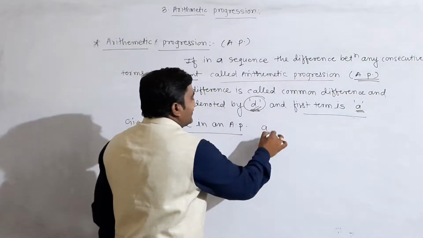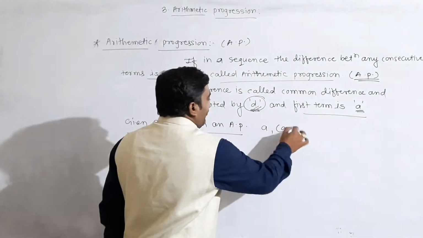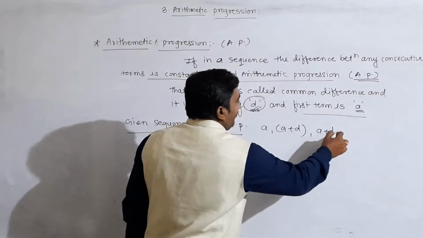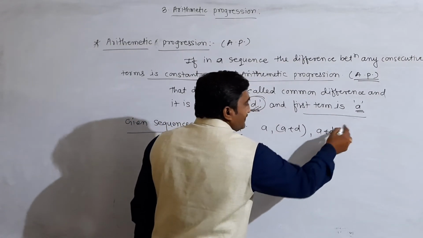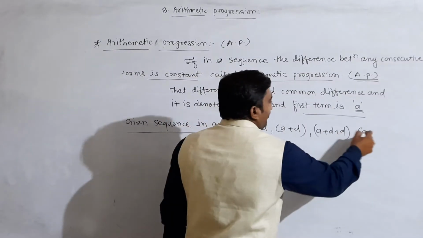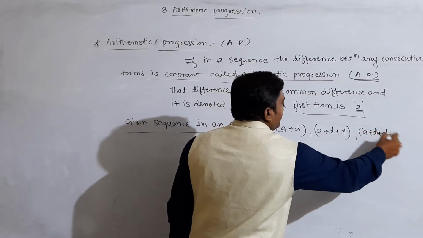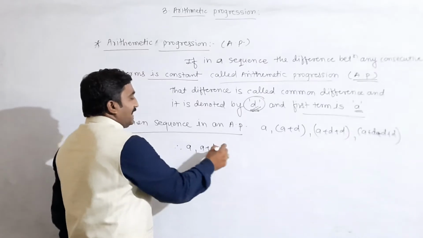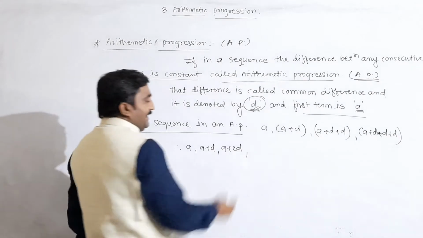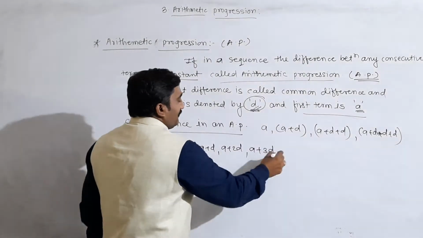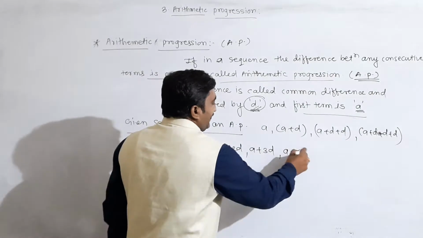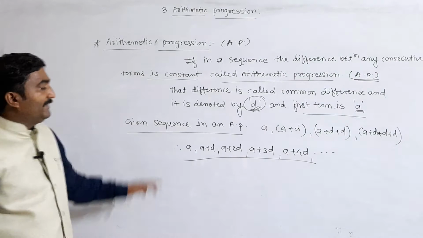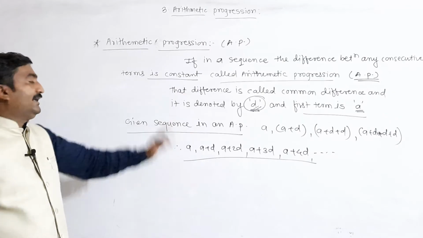So we can write first term is A, then second term is A plus D, then third term A plus D plus D, it means A plus 2D. In this way we can write first term is A, second is A plus D, third is A plus 2D, fourth is A plus 3D, fifth is A plus 4D.